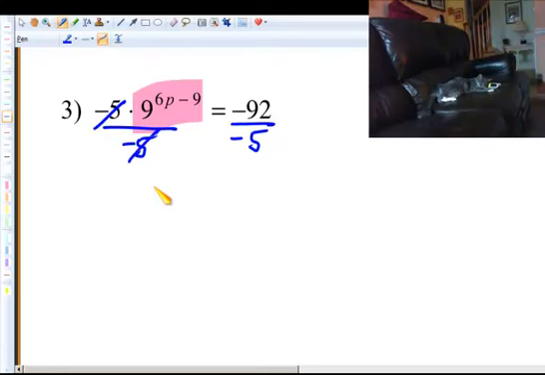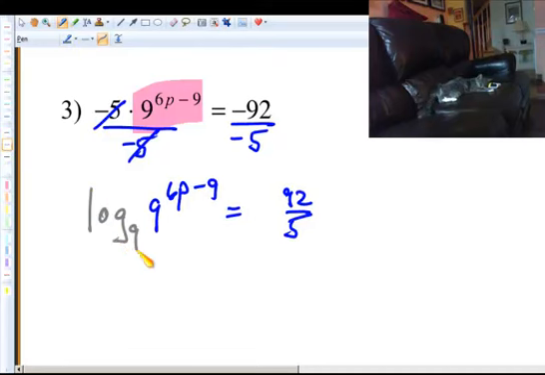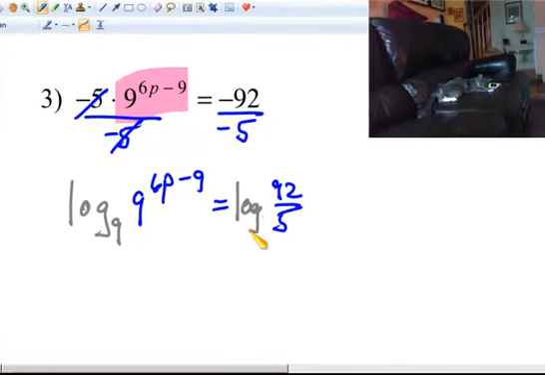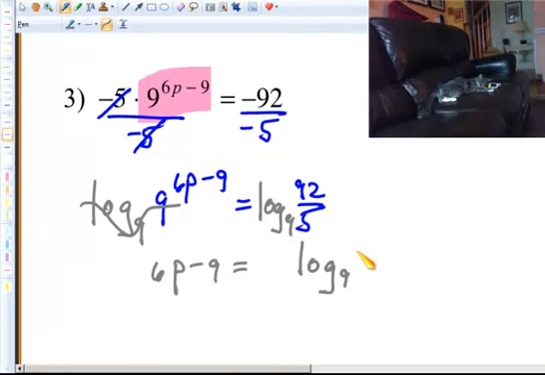So the negative 5 is going to drop out. I'm going to be left with 9 to the 6p minus 9 equals 92 over 5. And then I do log of both sides, and I use a base of 9. After I do that, the logs disappear on the left, and I'm left with 6p minus 9 equals log base 9 of 92 over 5.